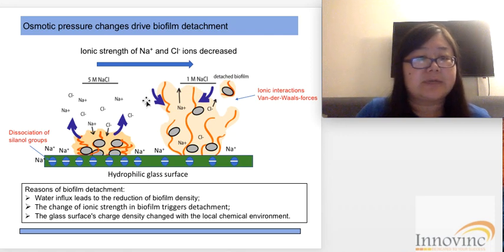So changes of ionic strength of the external solution might change their interaction forces. And also another change is that the surface charge density of the glass changes with the local chemical environment. So these three reasons might cause the biofilm detachment to happen.